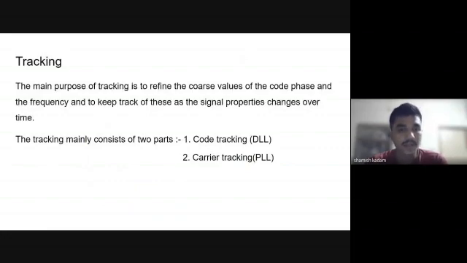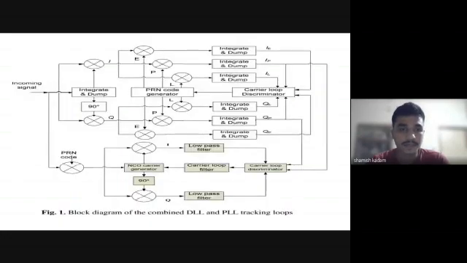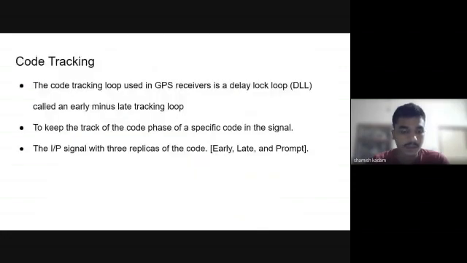The figure shows the parallel code phase acquisition algorithm. Then the tracking. The main purpose of tracking is to refine the coarse values of the code phase and the frequency, and to keep track of these as the signal's properties change over time. It demodulates the incoming signal to obtain the 50 Hz navigation data signal. The tracking mainly consists of 2 parts. One is code tracking DLL, and the second one is carrier tracking PLL. The figure explains the complete tracking module.